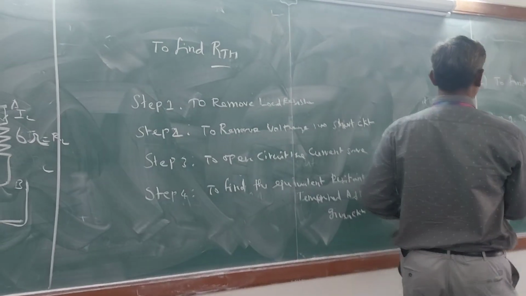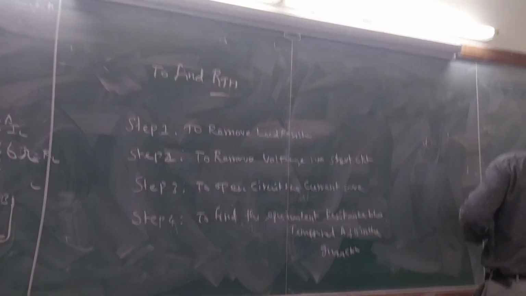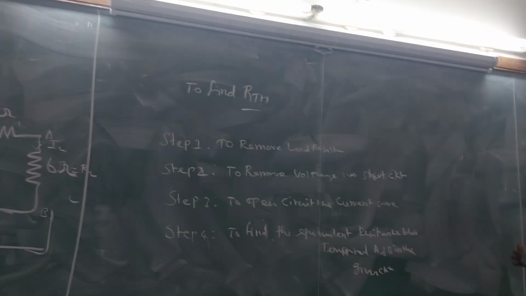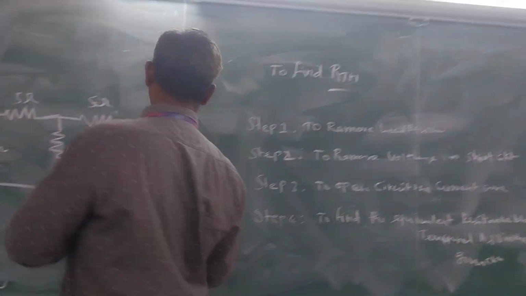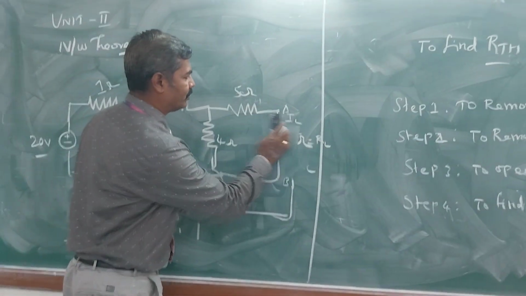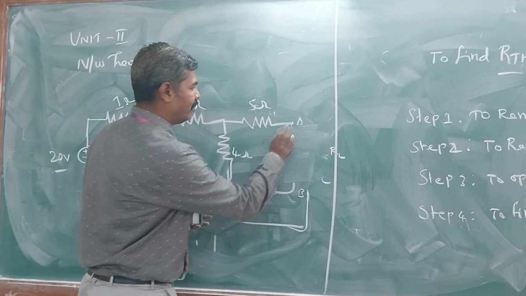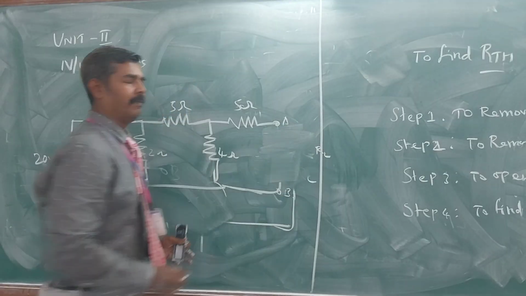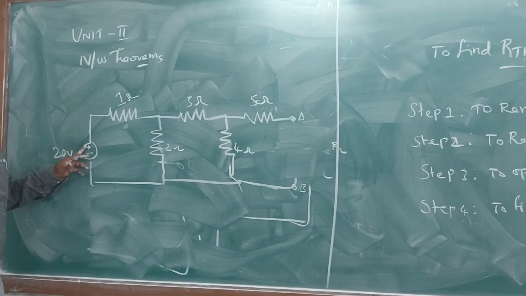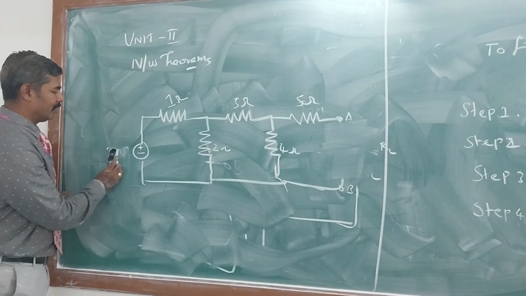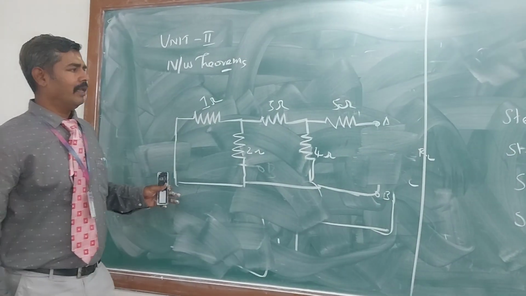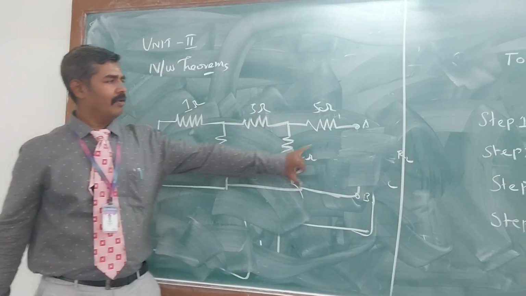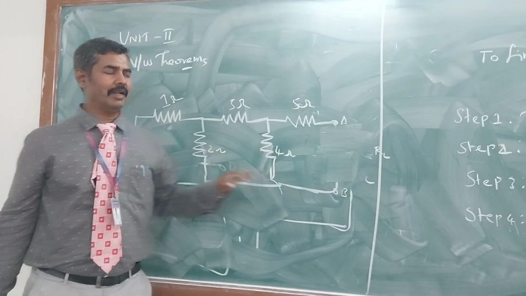And then redraw the circuit for each step. In the first step, removing the load resistor means these two terminals A and B will be open circuited. Then the second step is to short circuit the voltage source. This 20 V source will be short circuited. Then we calculate the equivalent resistance between the A and B terminals.